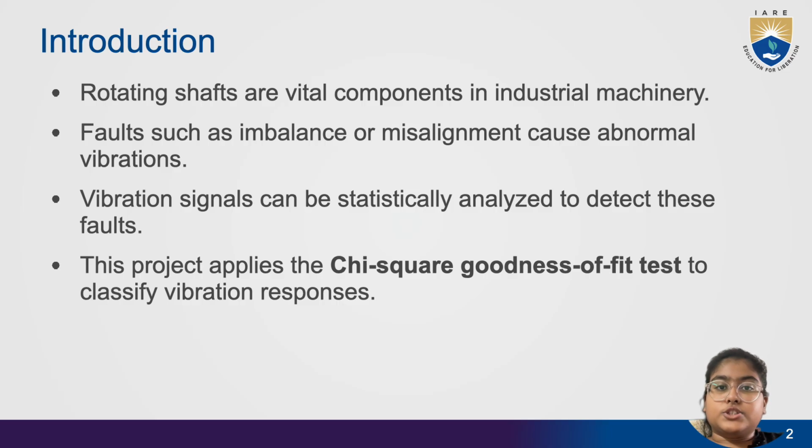We've applied a chi square goodness of fit test, a statistical method, to vibration signals to check whether the observed machine's vibration behavior matches what we expect under normal operating conditions. This provides a clear and quantitative way to identify when a machine starts behaving abnormally.